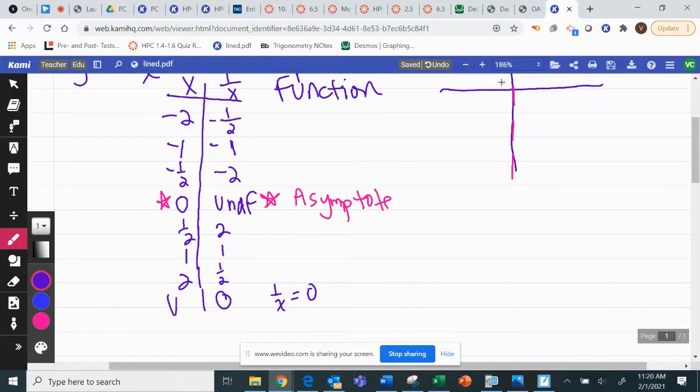Let me write that. So we have another asymptote here. I didn't write this asymptote up here. This asymptote was x equals 0. We have an asymptote also at y equals 0. So on my graph, there is a y equals 0 asymptote.